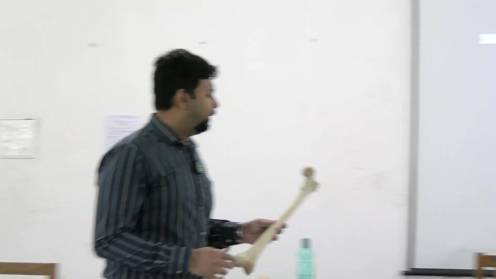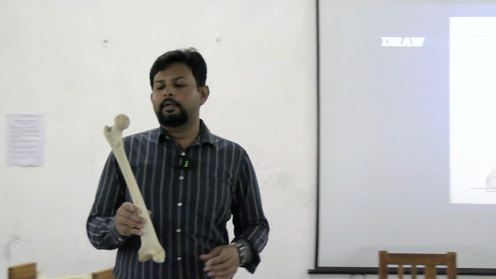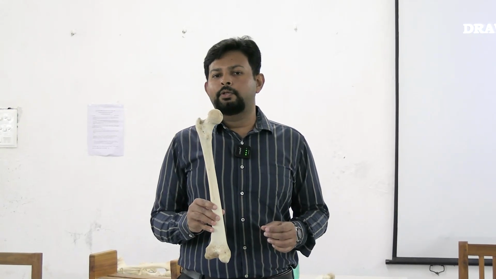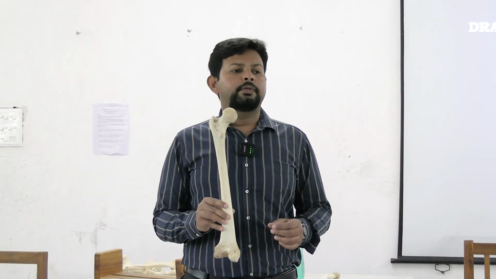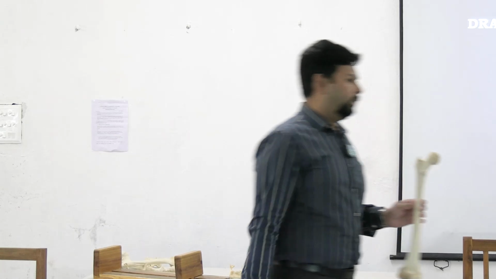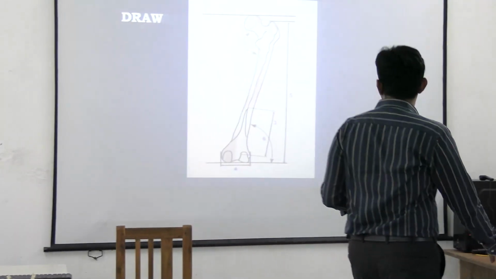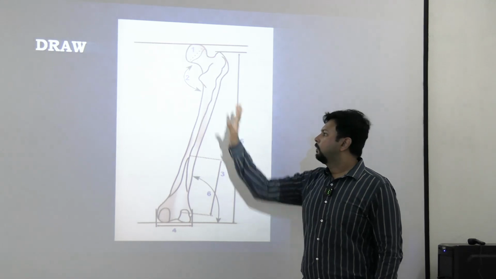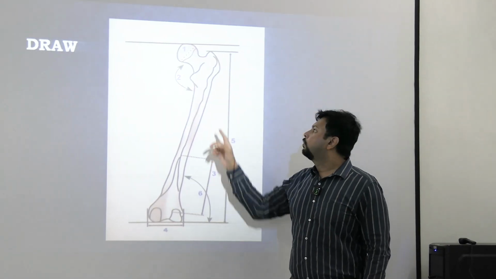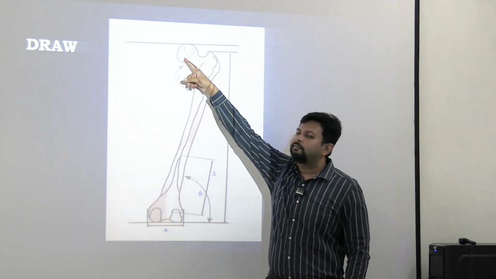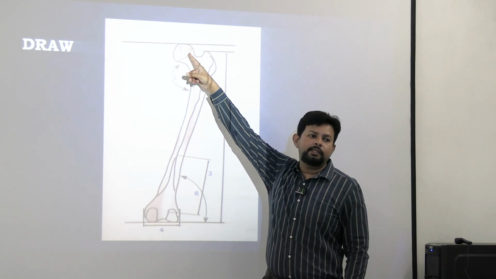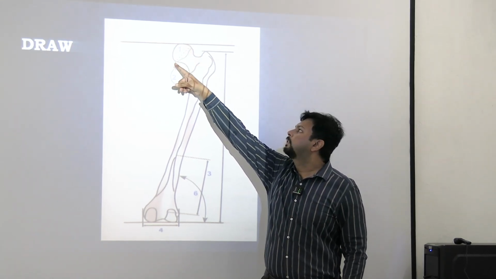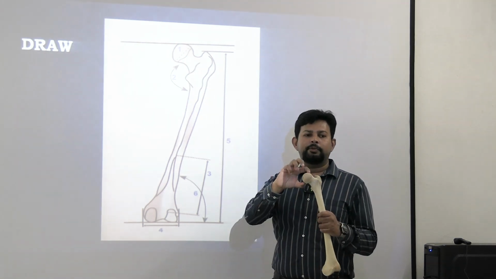So you can see in this figure, there are a few numbers written: 1, 2, 3, 4. These are the relevant points that we need for determination of sex. This part only. So first is the diameter of the head of the femur, the femoral head, the anterior posterior diameter.